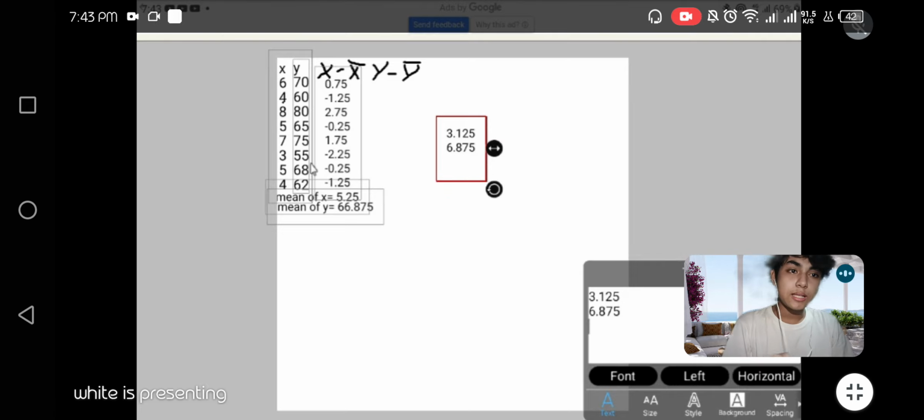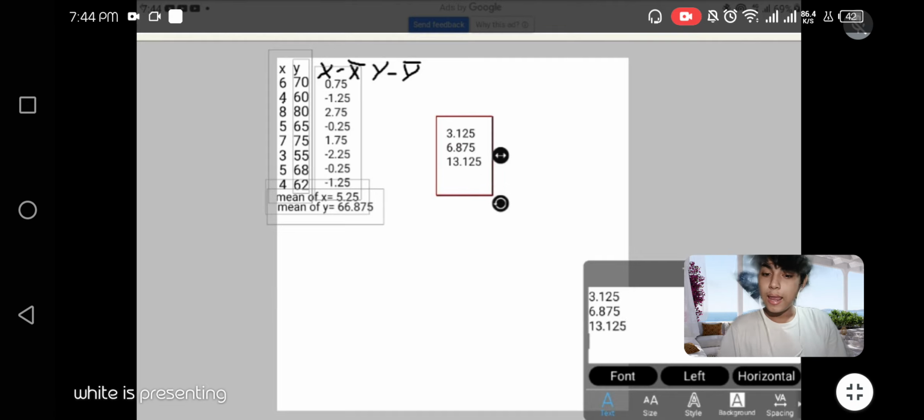And next is the 80. 80 minus 66.875 is equal to 13.125. Next is the 65. Sagot is negative 1.875.